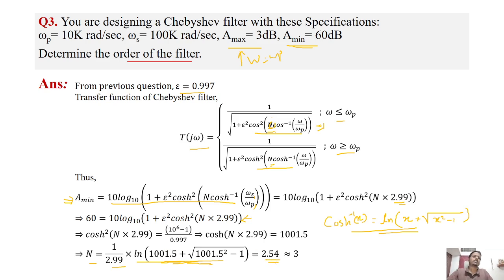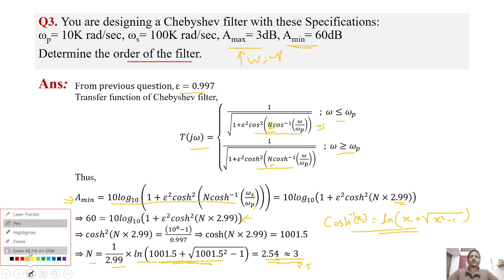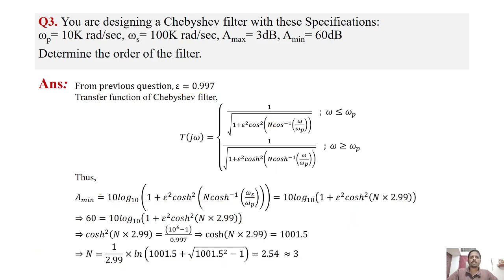We can't make a filter with an order of 2.5, right? So it should be an integer. So we can consider n to be equal to 3. So this is how we'll design a Chebyshev filter with epsilon and n value. Okay, so I guess it's clear.